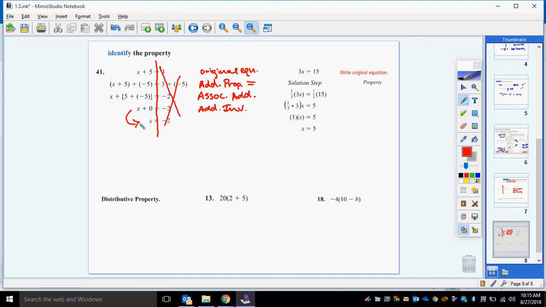Okay, last one. How do I get to the last step? I went from x plus 0 to x. So what property says I can add 0 and get itself? In other words, get its identity. This is the additive identity property.